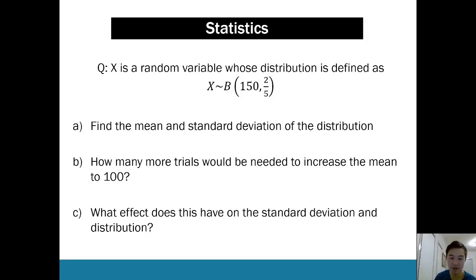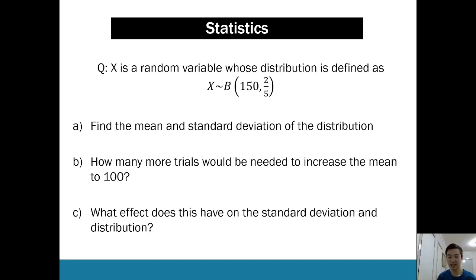So here's a question. If x is a random variable whose distribution is defined as such, for part A, we're asked to find the mean and standard deviation of the distribution. For part B, how many more trials would be needed to increase the mean to 100? And for part C, what effect does this have on the standard deviation and distribution?